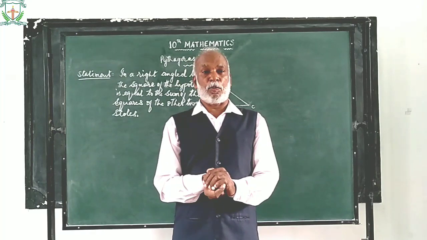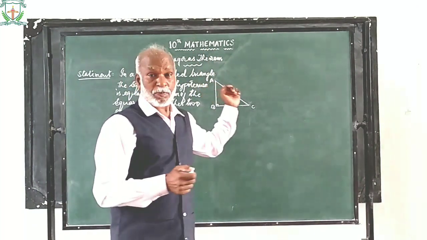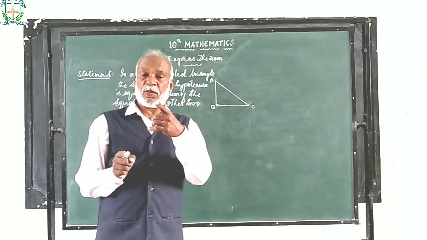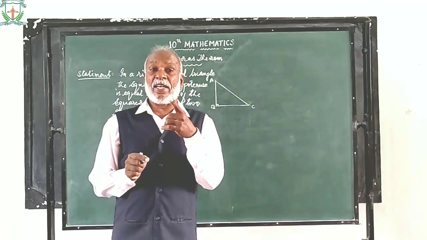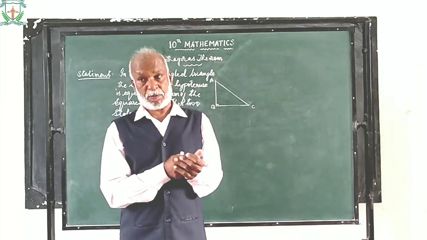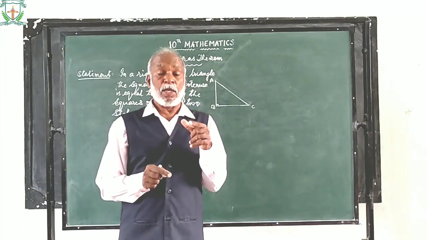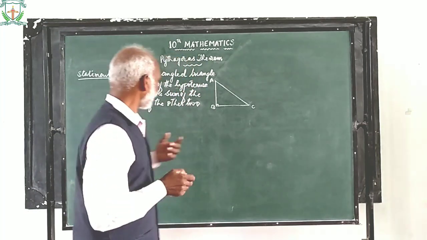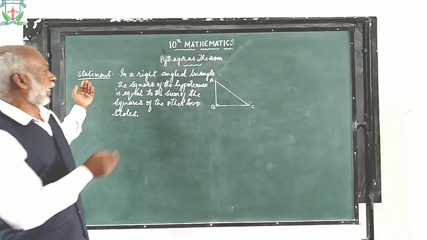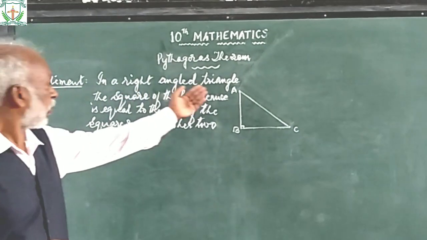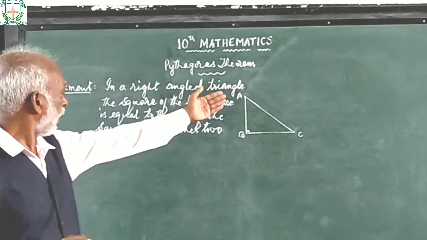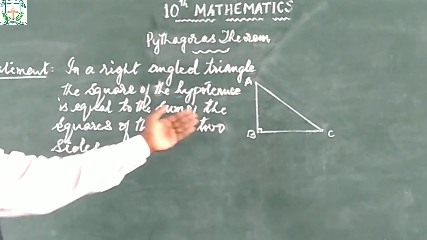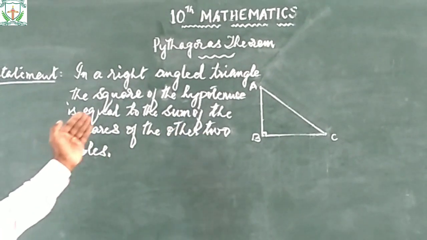Children, now we are going to prove Pythagoras theorem geometrically. So in this proof, we make use of the idea of similarity of triangles, which you have already learned. The statement of Pythagoras theorem is like this. In a right-angled triangle, the square of the hypotenuse is equal to the sum of the squares of the other two sides.